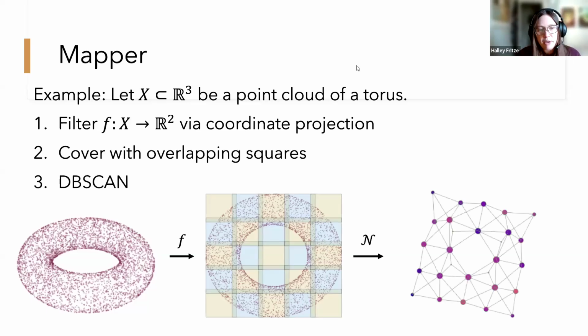And then when I pull them back and take the nerve, I'm going to choose a clustering algorithm. The standard one to choose is DBSCAN, if you know what that is. If you don't, it's just one of the better clustering algorithms that exists in sklearn. And that's what gets me the mapper graph, so it gives me some graphical representation of this data set.